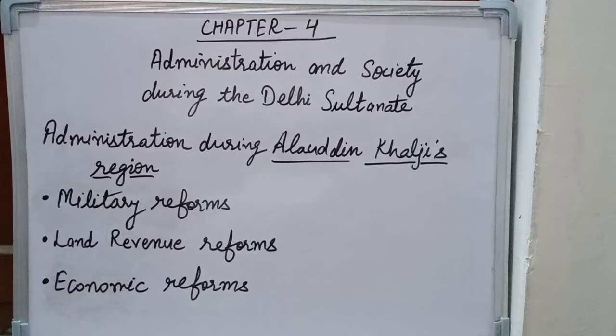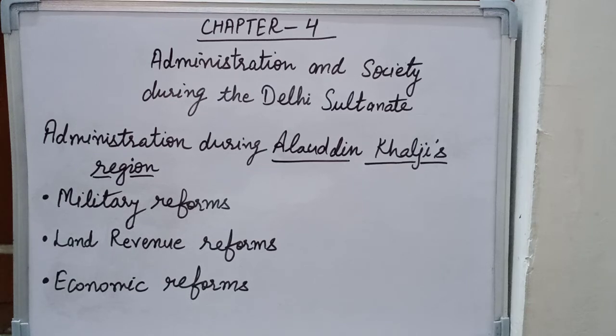Next is administration during Alauddin Khalji's reign. First is military reforms, the changes which he introduced in the military. During the reign of Alauddin Khalji, the Delhi Sultanate had covered almost the entire India. Only the states of the south were left. So in order to maintain and govern the large empire, Alauddin Khalji introduced many military reforms. To protect his frontiers, he raised a huge army and paid salaries in currency to the soldiers. He constructed new forts and repaired old forts along the frontiers, and he also built the Siri Fort in Delhi, which is very famous.